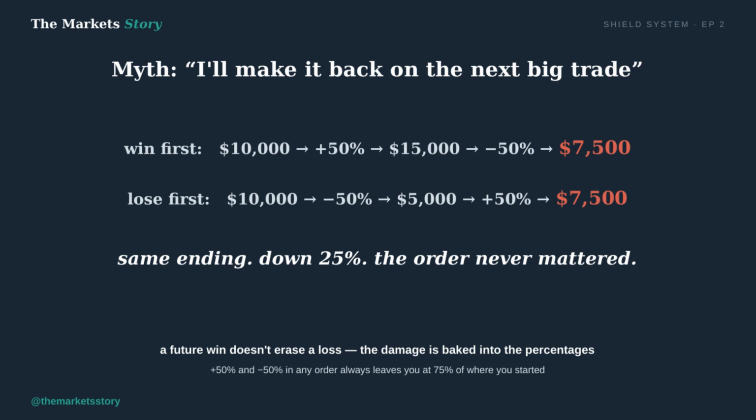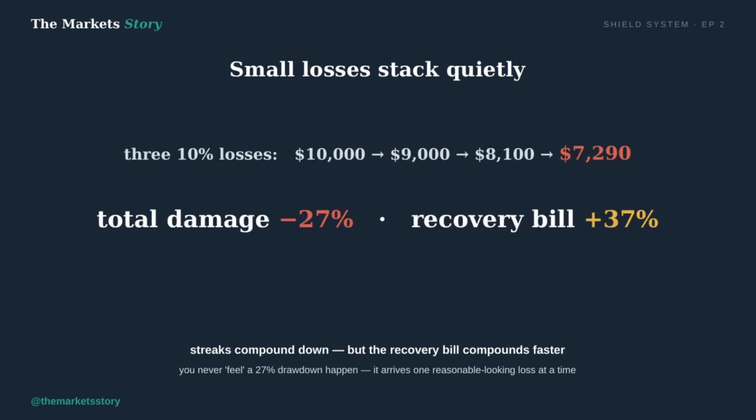Multiplication doesn't care about order, and it always leaves you short. Deep drawdowns rarely arrive in one dramatic trade. They arrive as a quiet streak. Three 10% losses in a row: 10,000, 9,000, 8,100, 7,290. Total damage, 27%, not 30, because each loss hits a smaller base. But your recovery bill is 37%. Losing streaks compound slightly in your favor on the way down and brutally against you on the way back up.